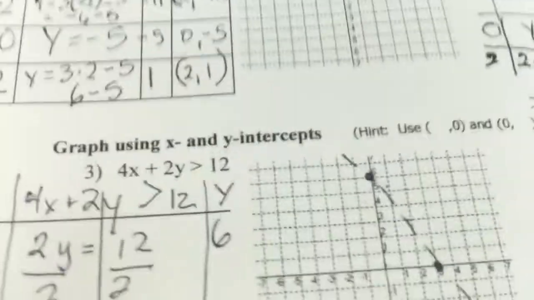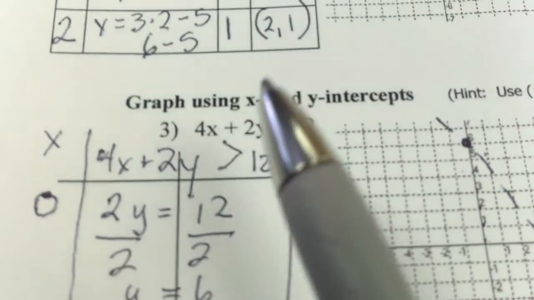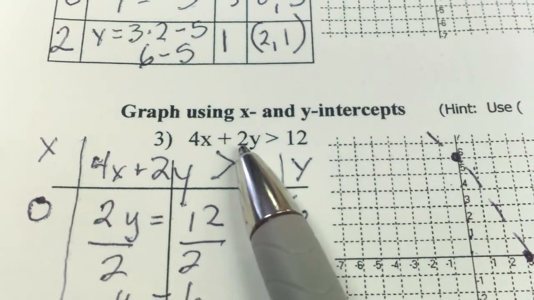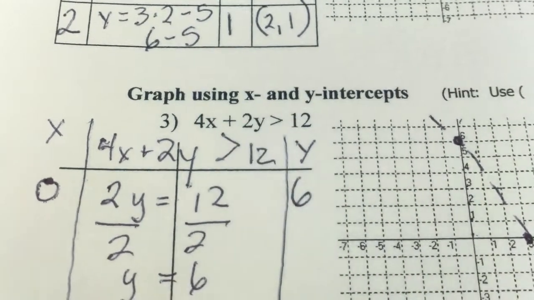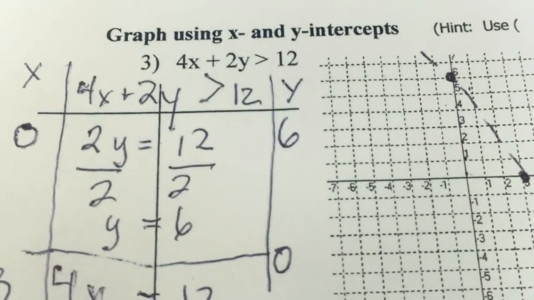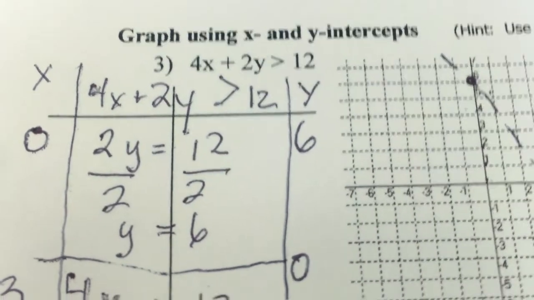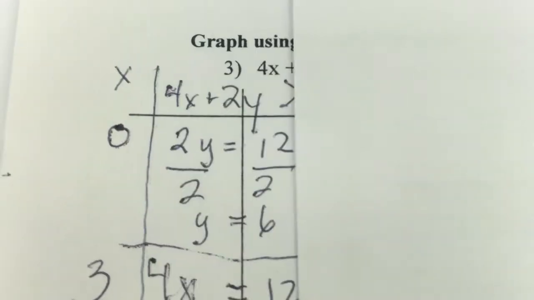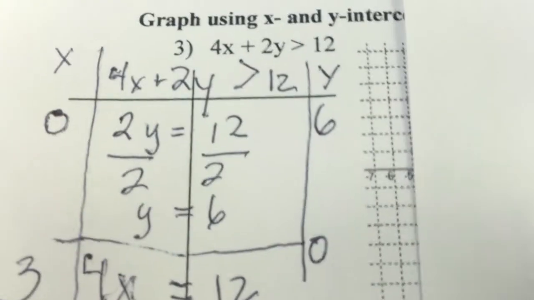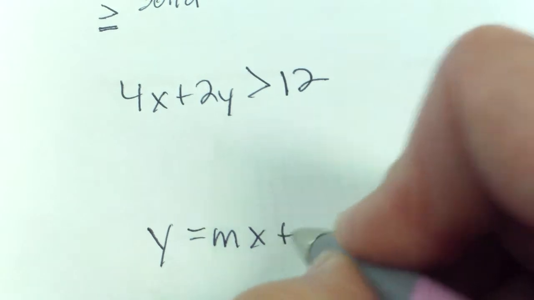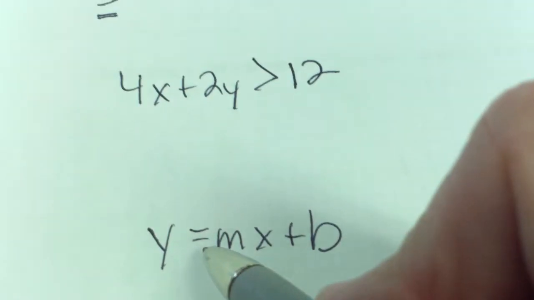Now, here's what else I know. This is in standard form, and if I want to determine if I shade greater than is above the line or less than is below the line, it has to be in slope-intercept form. So I found the x and y intercepts. Now I'm going to put it in slope-intercept form. 4x plus 2y is greater than 12. And in order to get it into slope-intercept form, it needs to start looking like this. Except that, of course, it's going to be an inequality.